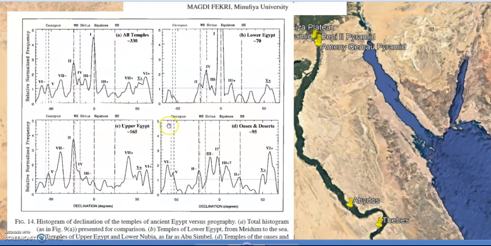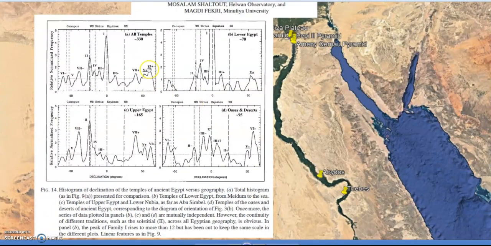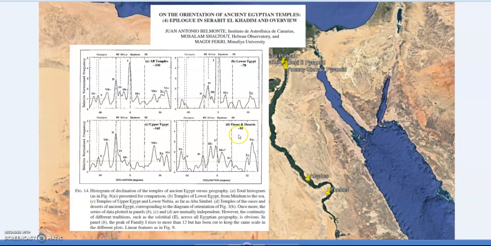But finally, what's worth considering is this graph which shows all of the 330 temples across the length and breadth of Egypt. Then it's Lower Egypt, Upper Egypt, and the oases and desert region. So each region of Egypt, Lower Egypt and Upper Egypt, has a different natural profile. The animal migrations, bird migrations, the fish and animal life are different. And then we have the oases and desert region, which again has a different rhythm of life that needs to be considered.